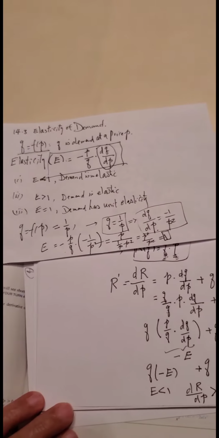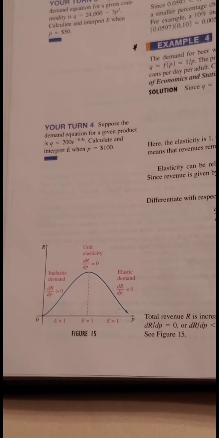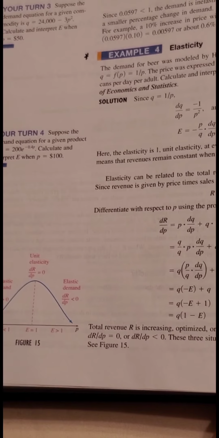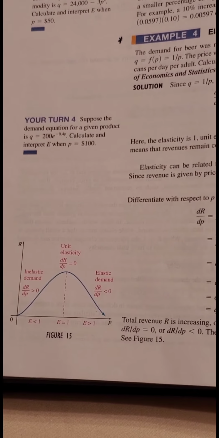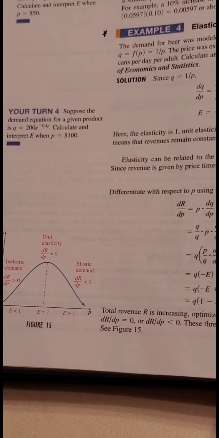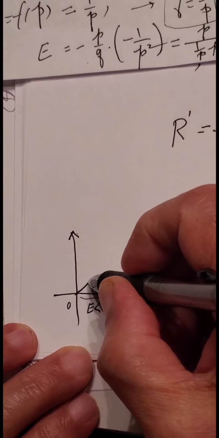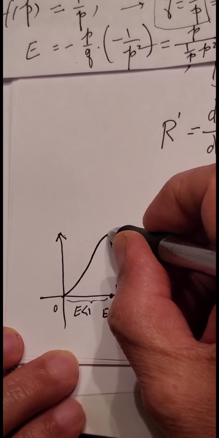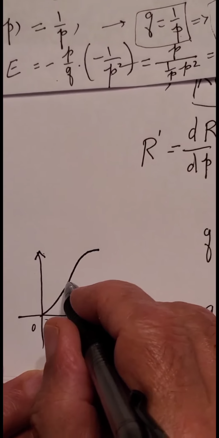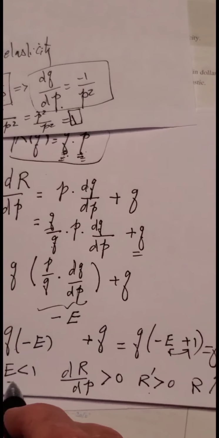So if you want to look at this picture on page 778, this is what we have. I can put the pictures here so you can see it better. If this is E, for instance, if E is equal to 1 is here, and between 0 and 1, which means E is smaller than 1, from here to here, then your function is increasing. It's going like this and stops here. So the function is increasing because R prime is positive when E is smaller than 1. That's the first case.